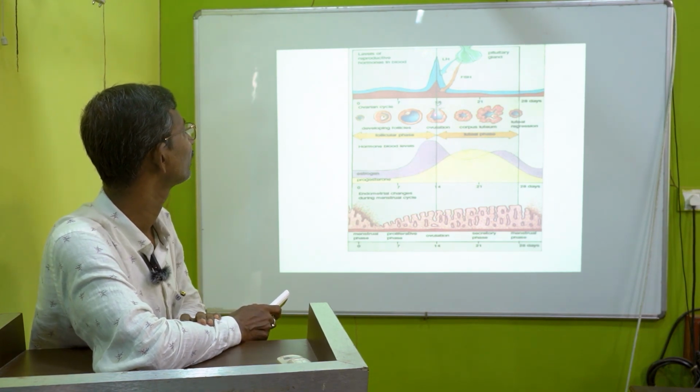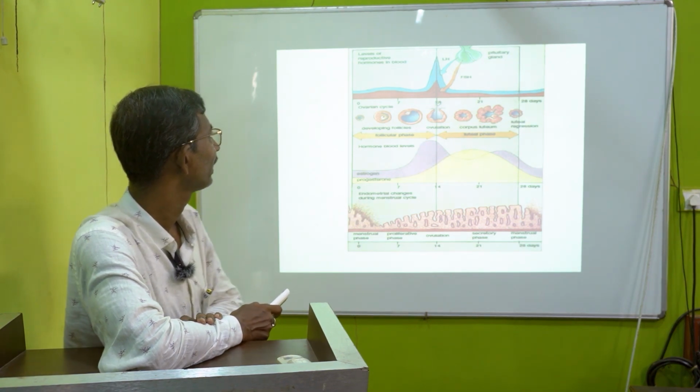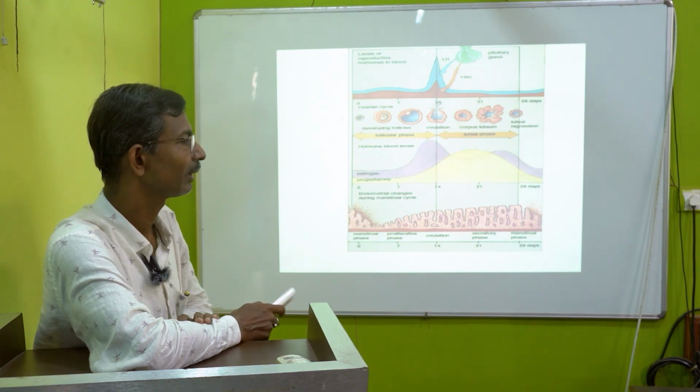follicle. Now ovulation takes place, and at the time of ovulation there is a sharp rise of LH, then LH falls down. In this way LH and FSH control the menstrual cycle.